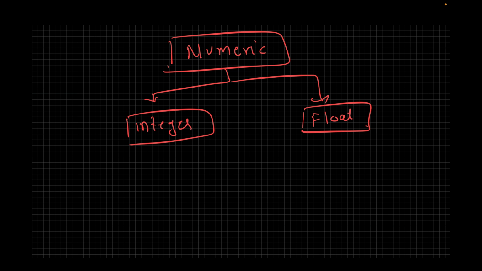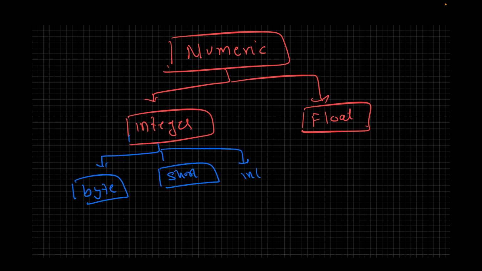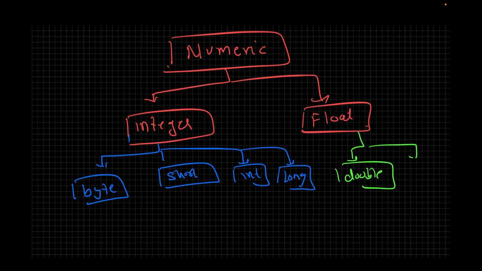So within the integers, I can go ahead and further subdivide this into a more granular level. So I can have, let's say, byte, which is the shortest one. Then I have a short. Then I can have an int, and then I can have a long. Similarly, in float, I can have a double. And then I can have another one which says float.